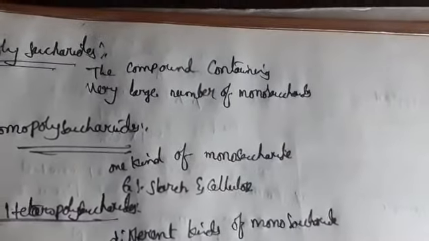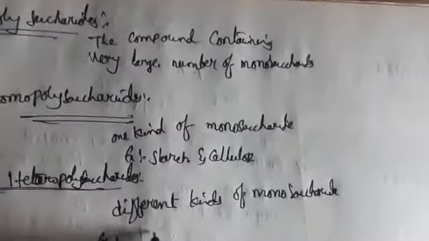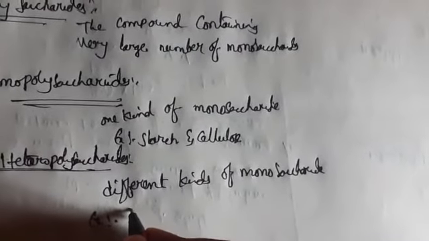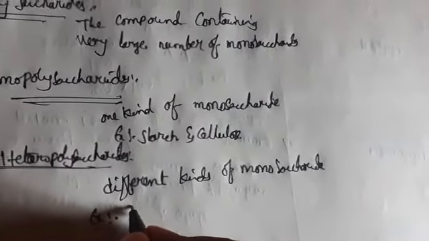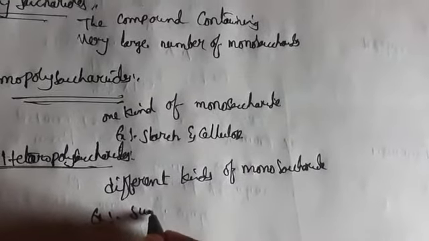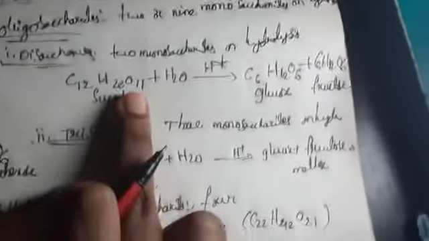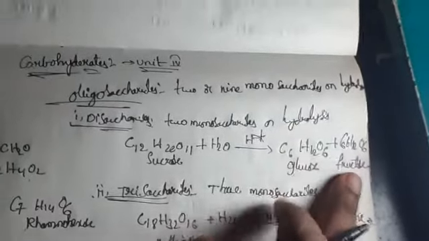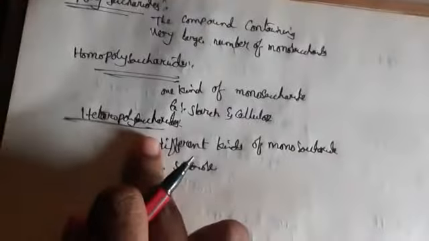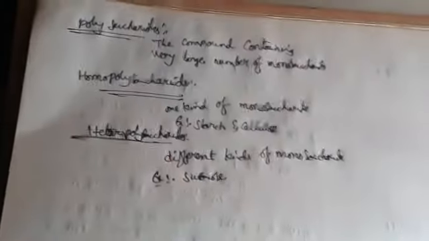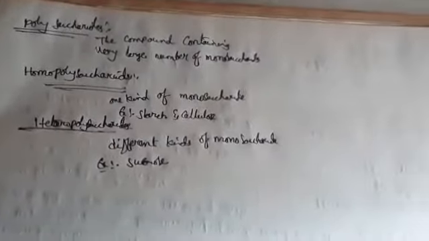We call it as heteropolysaccharides. Example will be here sucrose. On hydrolysis, see here in the first example, in oligosaccharides, disaccharides, I am taking sucrose on hydrolysis. It is giving 2 different products. One is glucose, another one is fructose. So those type of compounds we call it as heteropolysaccharides. So this is about classification of the carbohydrates.